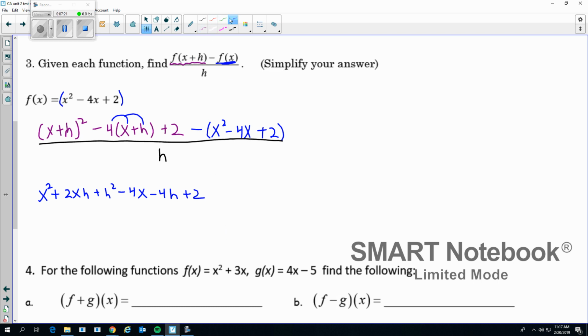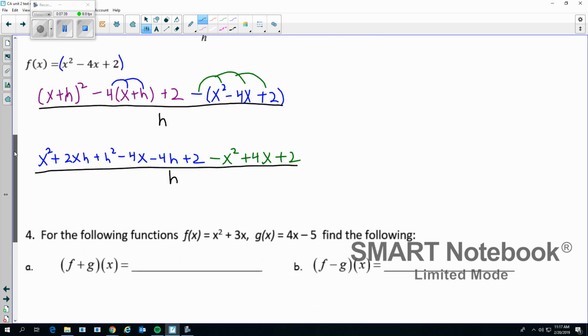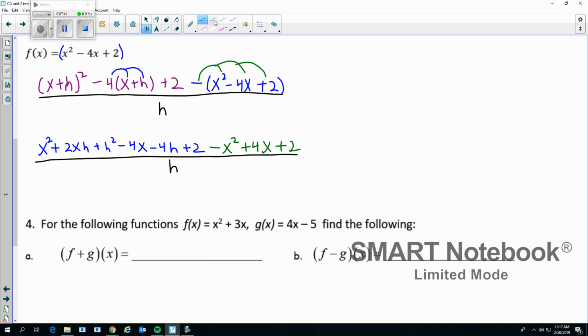And then, let's see, we'll do this in a different color. So then here we'll distribute this. This will give us a minus x squared, a plus 4x, and then a plus 2. And then this is all divided by h. What's going to happen with this, and with all the ones we've looked at in this course, is that a lot of the stuff cancels out, probably more than half of it. So right here you've got an x squared and a minus x squared, so we'll go ahead and cancel those out.